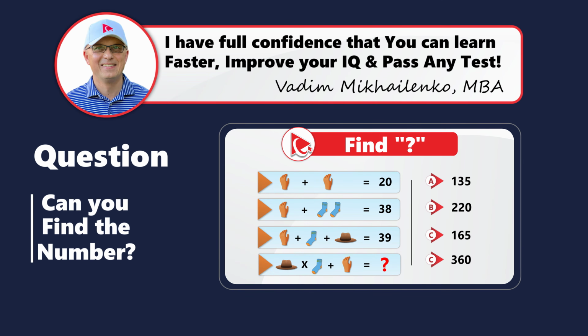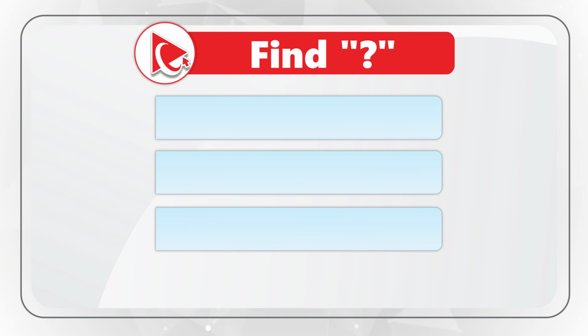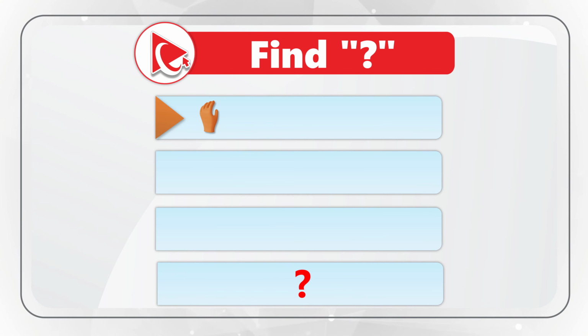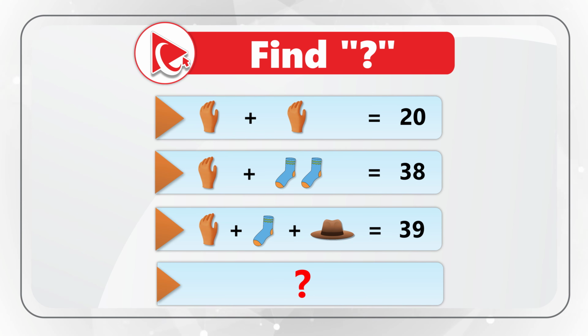Here's one of my favorite questions where you test your mental skills as well as attention to details. You are presented with a series of equations and you need to calculate the missing number. The first equation is glove plus glove equals 20. Second equation is glove plus 2 socks equals 38. Third equation is glove plus sock plus hat equals 39. And then the final equation where you have the missing number is 1 hat multiplied by 1 sock plus 1 glove equals the missing number.